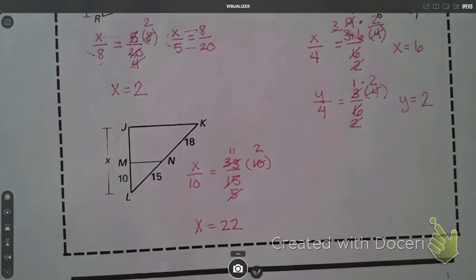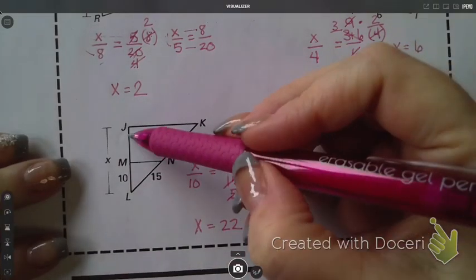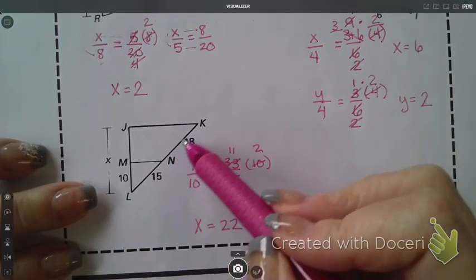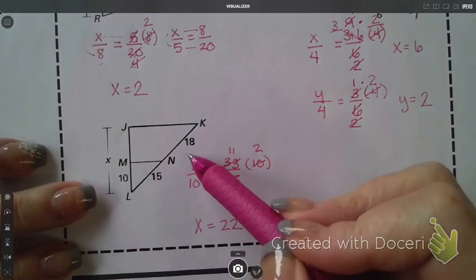Maybe 33. 15 plus 18? What did you reduce by? 3. And then 5. Because, Jessica, this is the whole side. So it has to be corresponding to the whole side. So 15 plus 18 is 33.